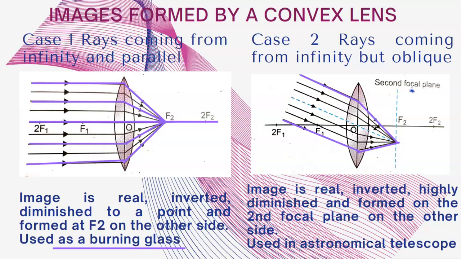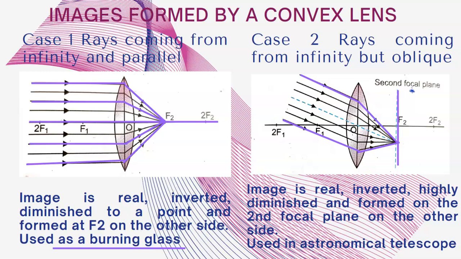The case when they form an image at F2 is the one on the left hand side, that is case 1. Now, since the rays are coming obliquely, they will not form an image at F2. They form an image in the second focal plane somewhere below F2. Again, the rays of light are actually meeting and the image is formed on the right hand side. The image is real, it is inverted, it is highly diminished.